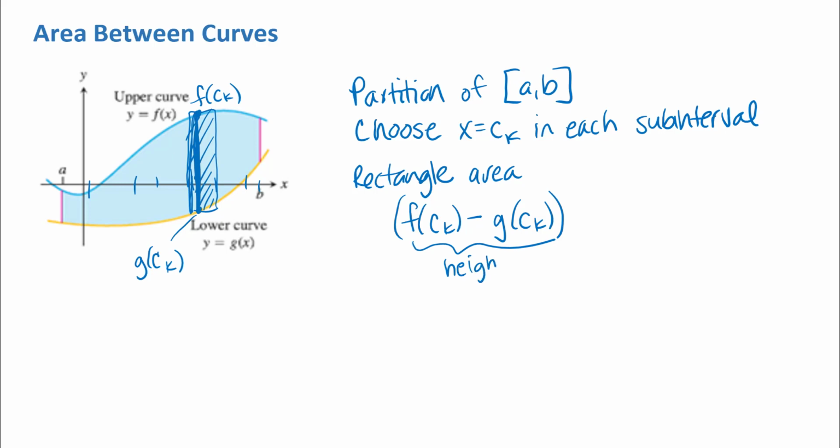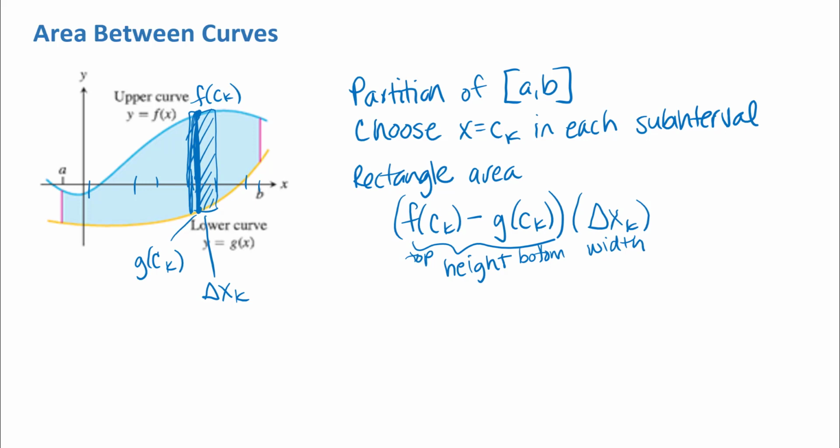That's a true height. Since I took larger minus smaller, even though the g is negative, larger minus smaller gives the actual height. That would never be negative. It could be 0 if the f of c sub k and the g of c sub k were the same. But as long as I take the top function minus the bottom function, that difference would never be negative. And so that's the height of the rectangle. And then I take that times the width of the rectangle, which, just like before, would be delta x sub k.